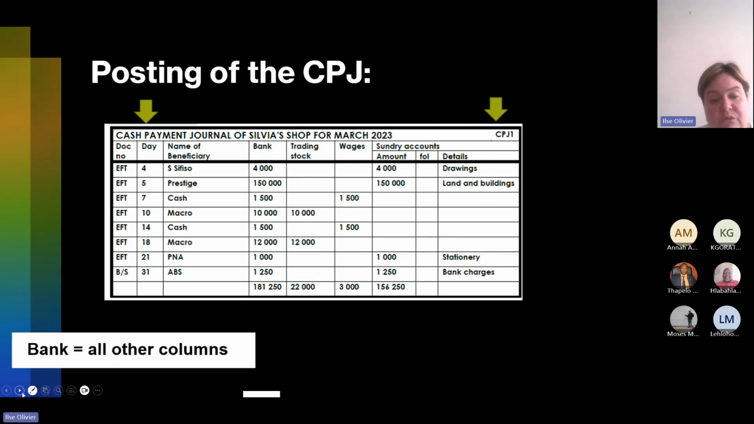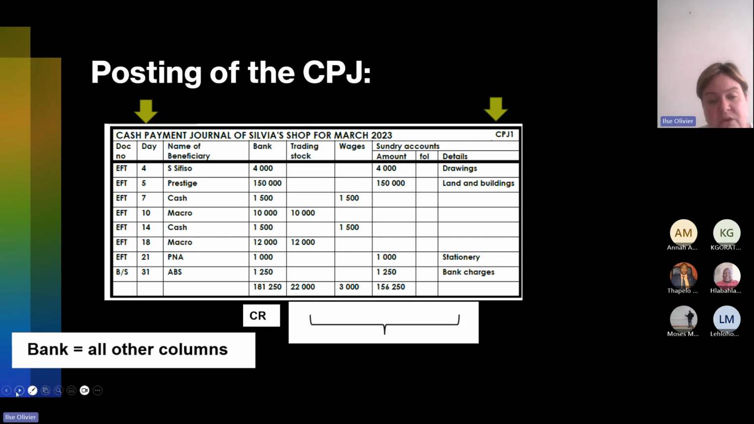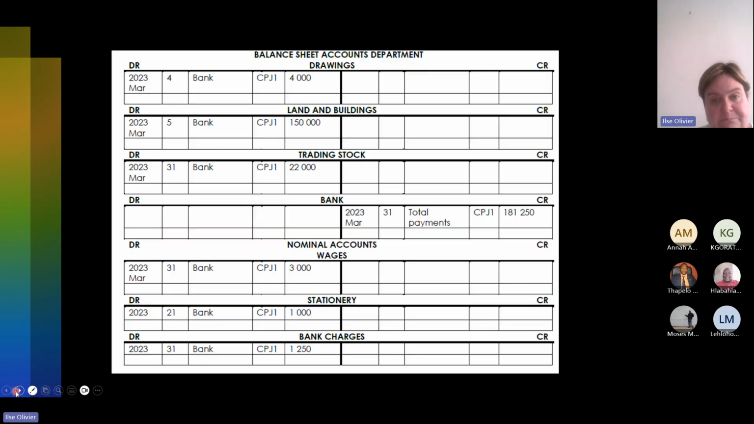So let's see again if we can apply the rule. Bank is an asset that decreases, so it is credited. So all the other accounts will then be debited. So let's see how this looks when we post it to the ledger. We look here, the first thing is bank on the 31st, we write total payments out of the CPJ, and we use the total, the 181,250. Then we start posting the different columns.